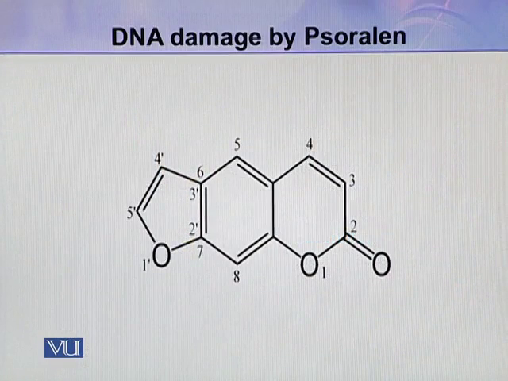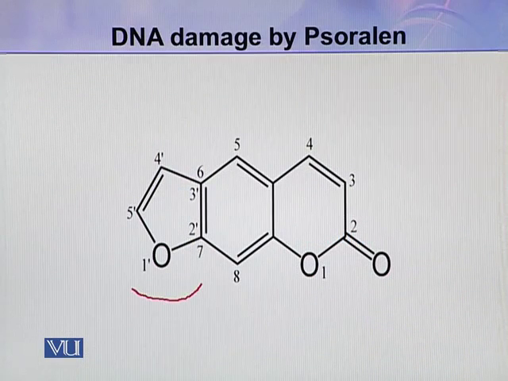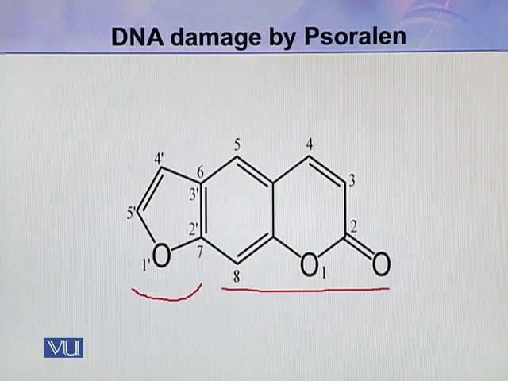So here is the structure of psoralen, and you can see this is a furan ring. The furan ring contains five corners, or it is a five-membered ring, and this portion is coumarin. So it is a planar molecule and it can intercalate in the DNA.